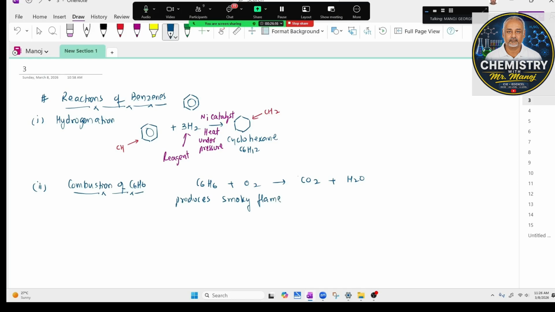So I need to put here 6 because I have 6 carbons there. Because I have 6 hydrogens there, I need to put here 3. And then I'm going to add up all my oxygen on the right side. So 6 times 2, 12. 12 plus 3, 15. So I can do 15 by 2, or I can do 7 and 1 by 2. So 15 by 2 is 7.5. Any of that is fine. You don't have to mention state symbols in these equations. Okay, let's have a look at our third equation, that's bromination.